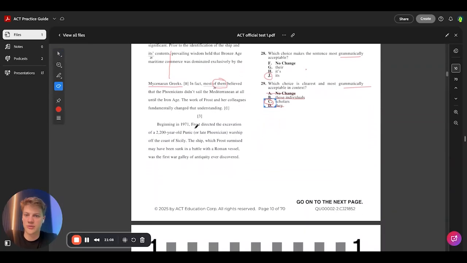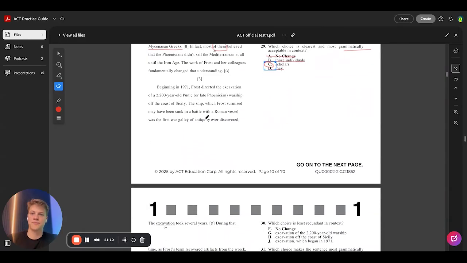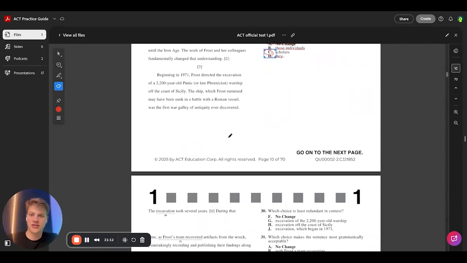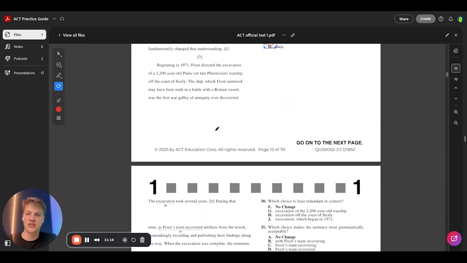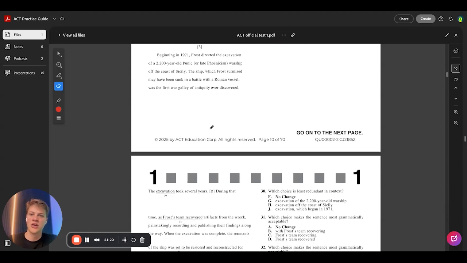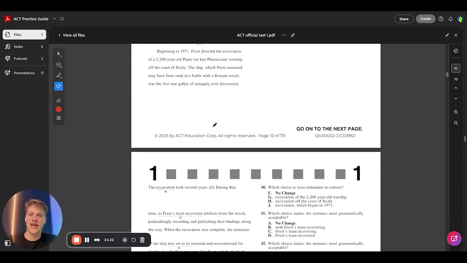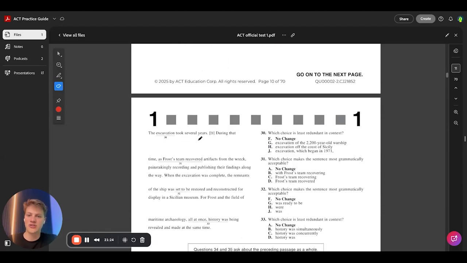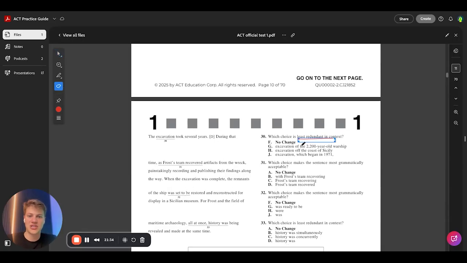The work of Frost and her colleagues fundamentally changed that understanding. Beginning in 1971, Frost directed the excavation of a 2,200-year-old Punic or late Phoenician warship off the coast of Sicily. The ship, which Frost surmised may have been sunk in a battle with a Roman vessel, was the first war galley of antiquity ever discovered. The excavation took several years. Which choice is least redundant in context? Whenever you see a least redundant question, you're just avoiding anything that repeats information.